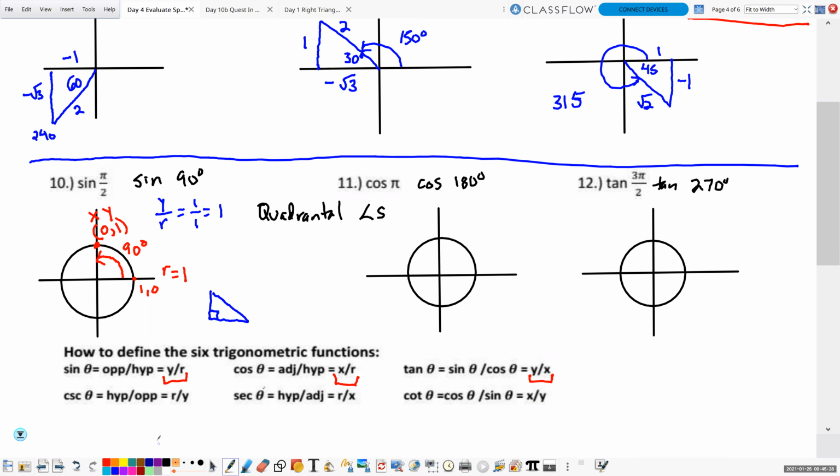Let's look at the cosine of 180. So again, the radius of our circle is 1. So this is the point 0, 1, but 180 is way over here, and it's -1, 0. This is x, this is y. Cosine is x over r, so x over r. 0 over 1 is just going to be 0.